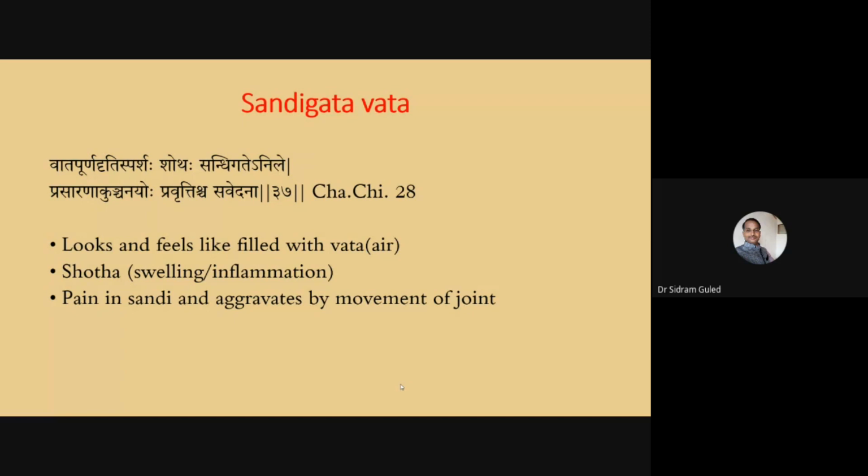And then coming to the Sandhigata vata. We are discussing the Prishtavamsha or the spine. A pain in the Kati Bhaga or the Griva Bhaga is nothing but a very basic Sandhigata vata condition. The Acharya has mentioned Shotha and Shula as the two main presentations of Sandhigata vata.